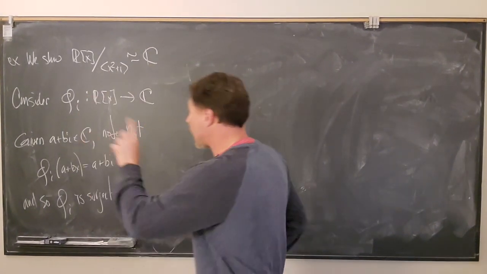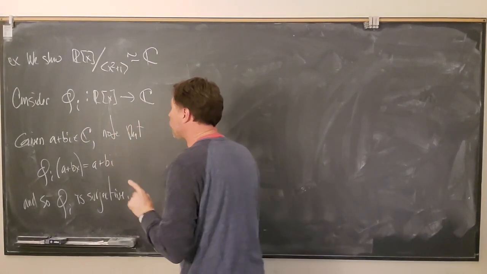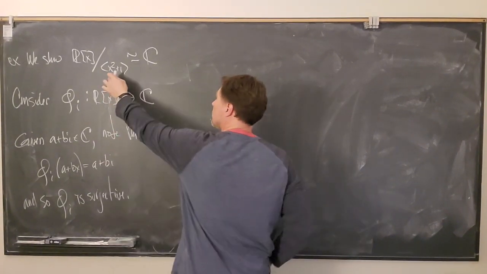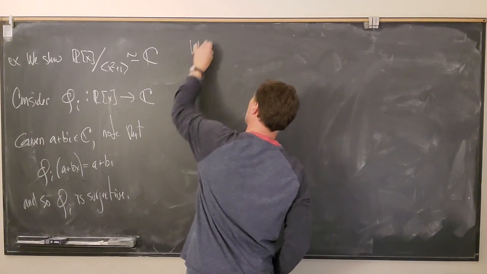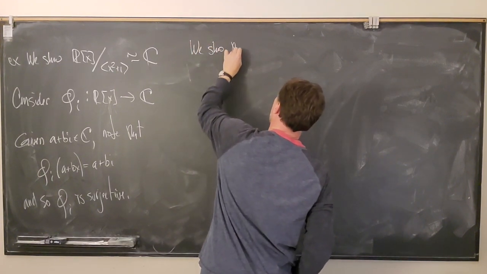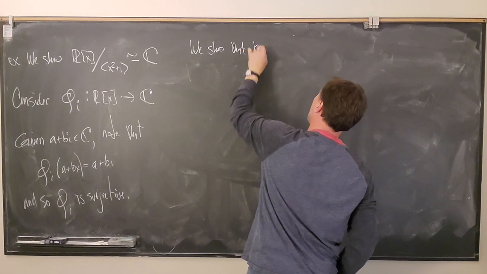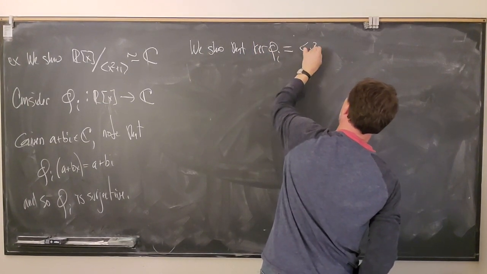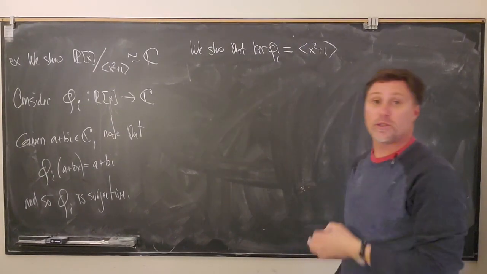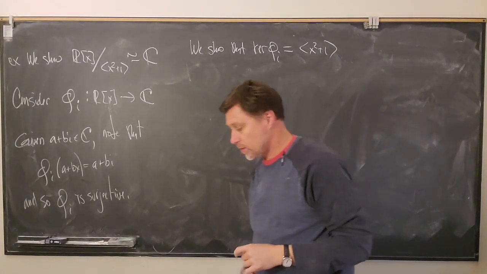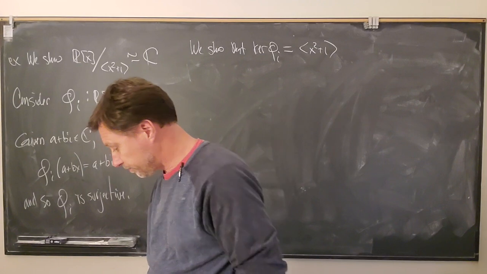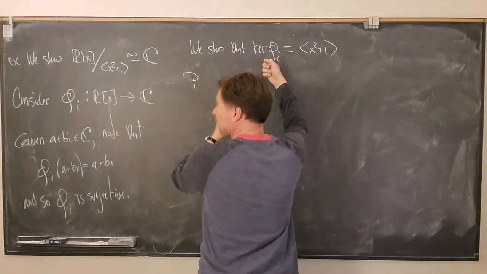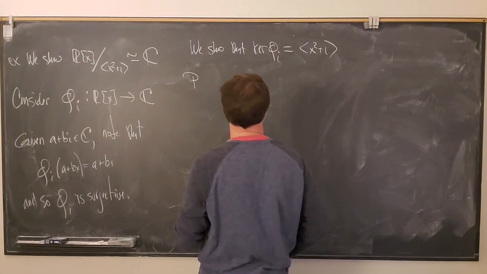Now I want to show that the kernel of φ_i is equal to the ideal generated by x² + 1. If we can do that, then we're done, and the first isomorphism theorem does the work for us. I'll pick something on the left-hand side and show it lives in the right-hand side.